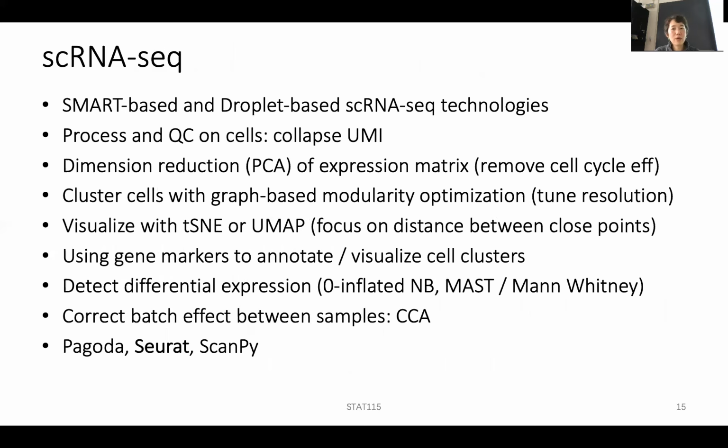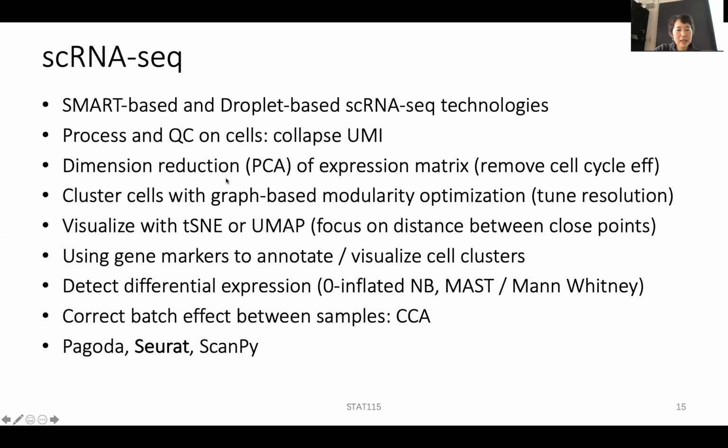Okay, so then we have one lecture about single-cell RNA-seq, right? So this is kind of a recap. We have Smart-seq-based and droplet-based single-cell techniques, right? We process the reads, basically map the reads to the genome, get the matrix, and collapse the UMIs for each gene in each cell. And then we QC the genes and QC the cells.